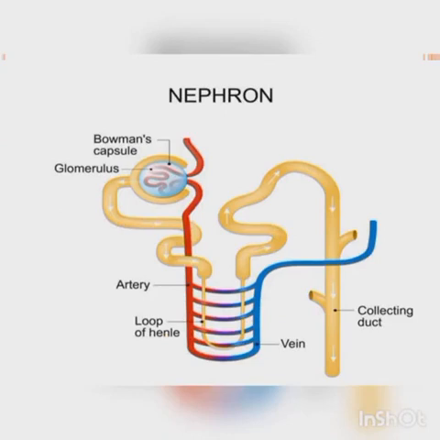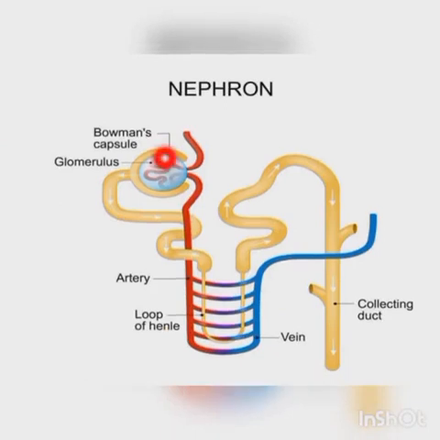The structure of nephron is this. First of all, tough capillaries are present here that are known as glomerulus. Here a cup-shaped structure is present that is known as Bowman's capsule, and here loop of Henle is present which is surrounded by the arteries and veins. Here the exchange of materials takes place between the tubules and the arteries and veins. And at the last, collecting duct is present which actually collects the urine that is formed in this nephron.